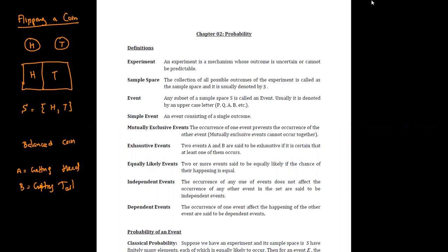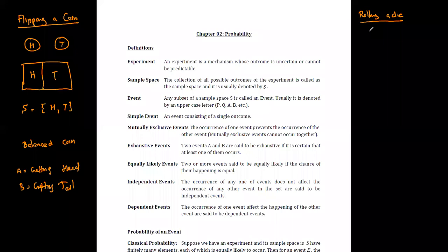And if you are considering another example, rolling a die, I am using these two examples because things can be easily explained and easily understood using these simple examples. But there can be various other examples we can take for the explanation of these matters.